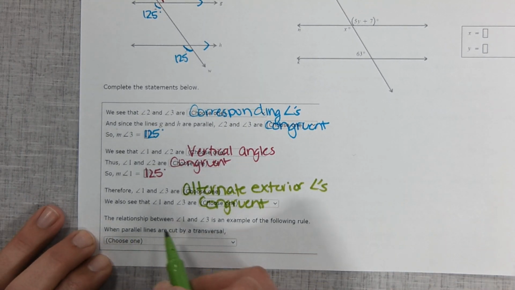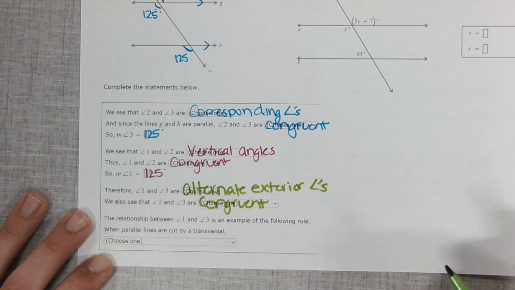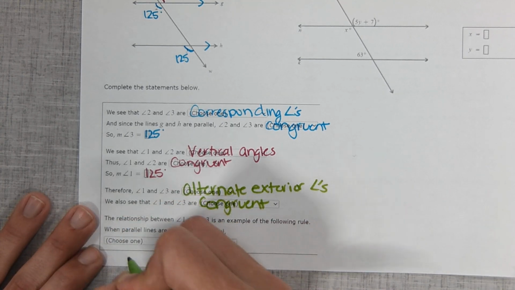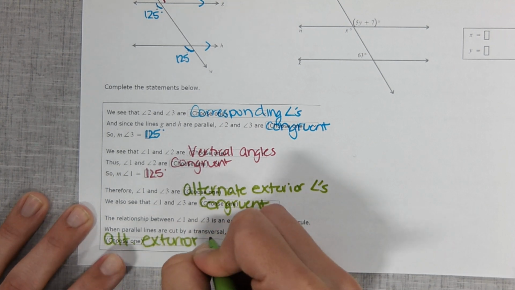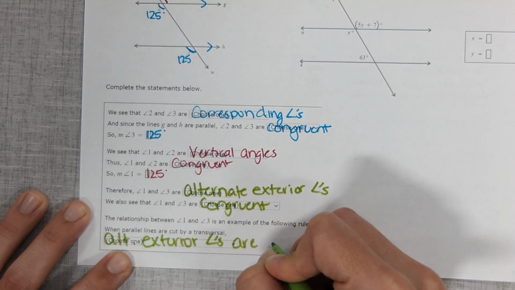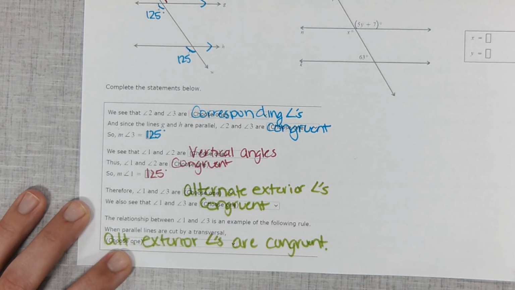So the relationship between 1 and 3 is an example of the following rule. When parallel lines are cut by a transversal, alternate exterior angles are congruent. Alternate exterior angles are congruent. And you just choose that from the drop down.